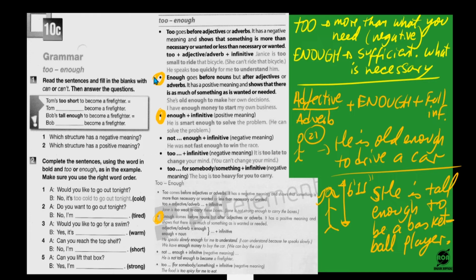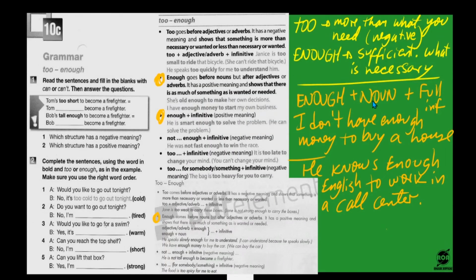Notice that I'm using, now here, the circles when it comes to enough. So all this represents this grammar right here. If we move forward now, enough is also used with nouns. So how do you use it? Enough plus noun plus the full infinitive. So here you say, I don't have enough money to buy a house. So the money I have is not sufficient. He knows enough English to work in a call center. The English that he knows is sufficient to get a job in a call center.